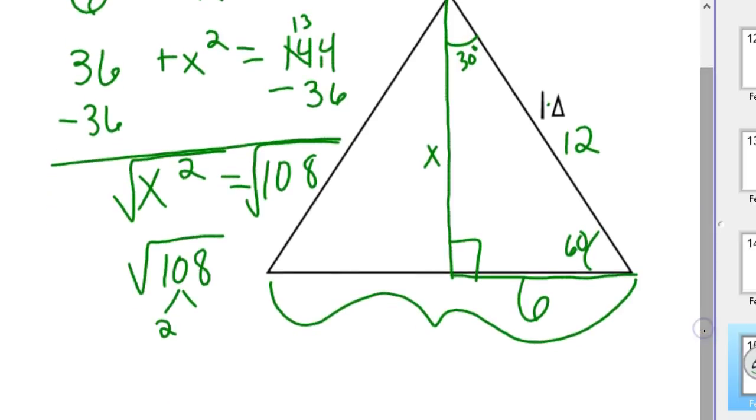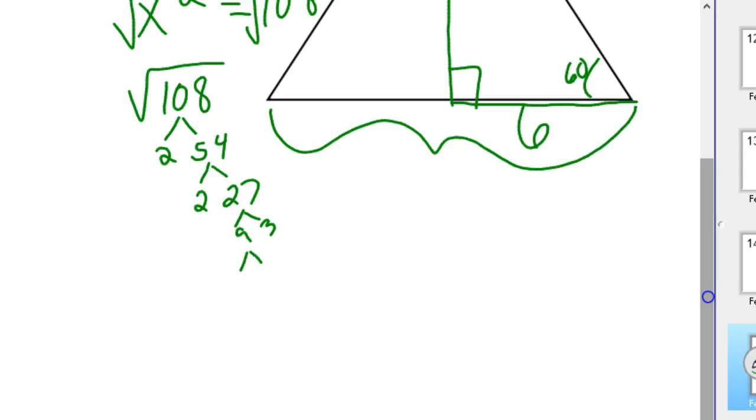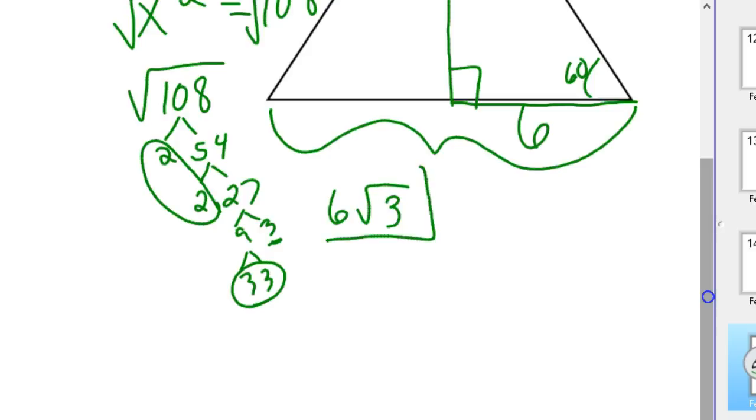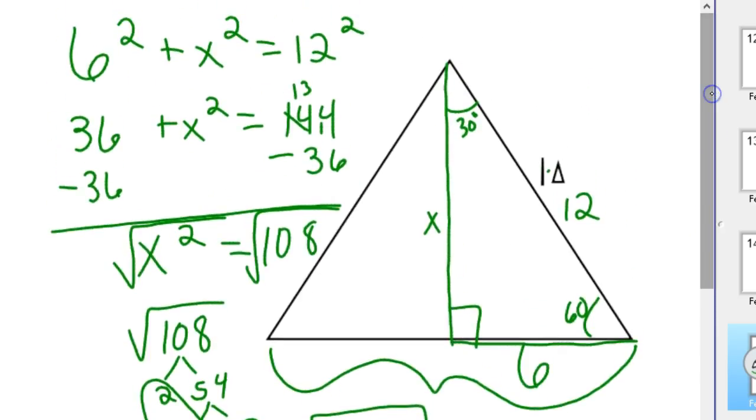Let me pull this down so we got a little more room. Or 54. And then 2 and 27, and then 9 and 3, and 9 breaks into 3 and 3, and I gotta give myself just a little more room. And so we have a pair of 3's and a pair of 2's with a 3 left over. Well, 3 times 2 is 6 with the square root of 3. And again, if you're not familiar with breaking down radicals, that's how I do it, I guess. And so that is 6 root 3.